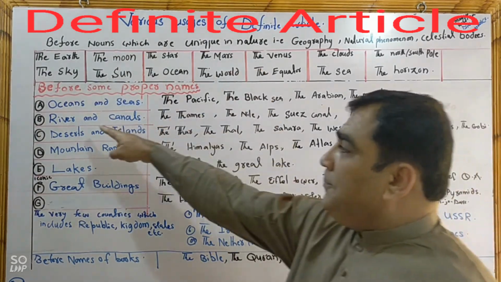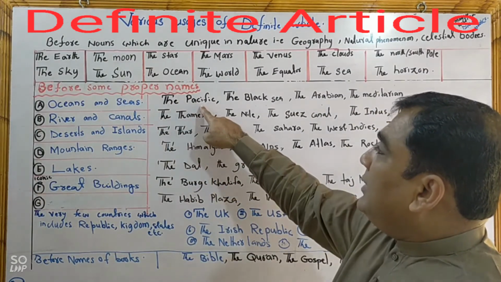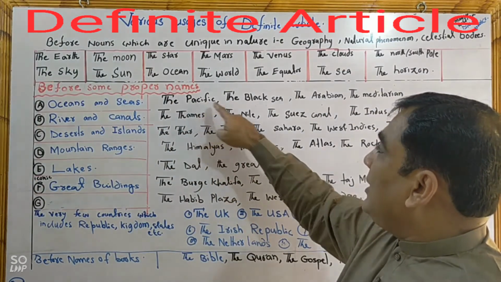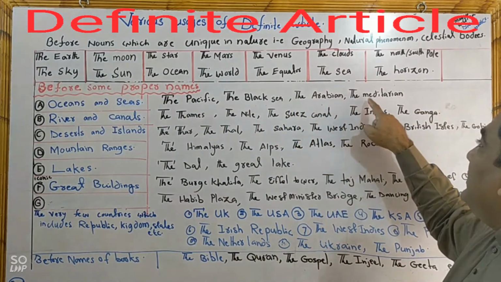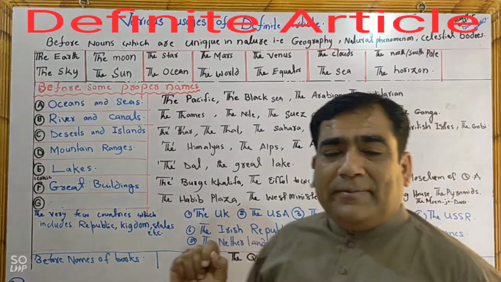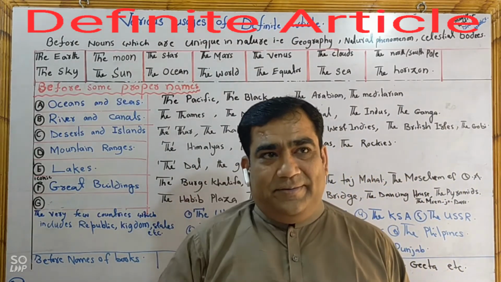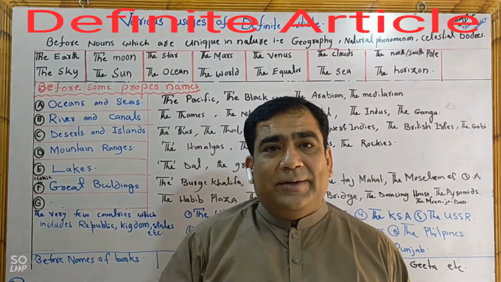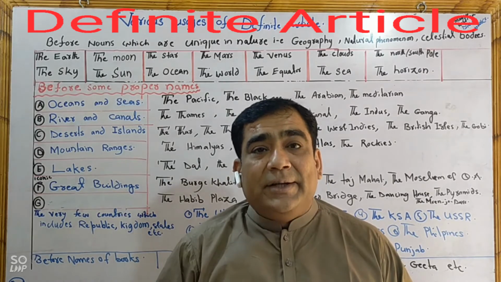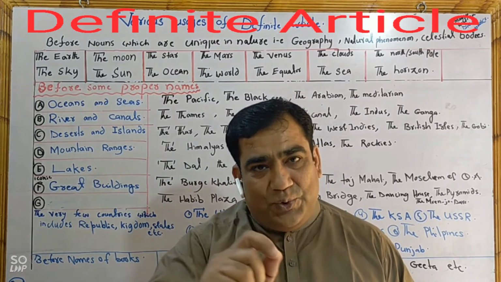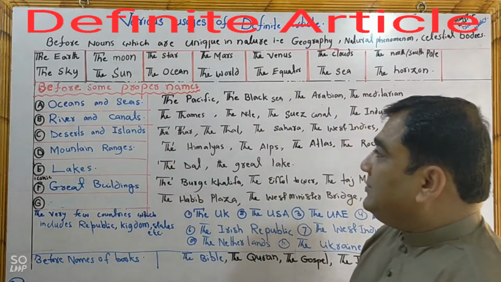See, number one, oceans and seas. Which are oceans? The Pacific Ocean, the Black Sea, the Arabian, the Mediterranean. First question, I have thrown into your mind: write to me what is the difference between sea and ocean. Do write in comments. Second one, rivers and canals.